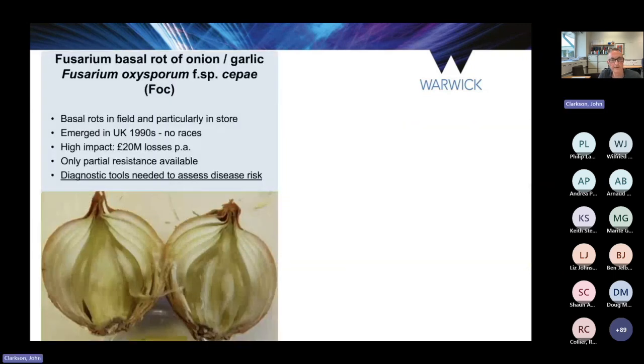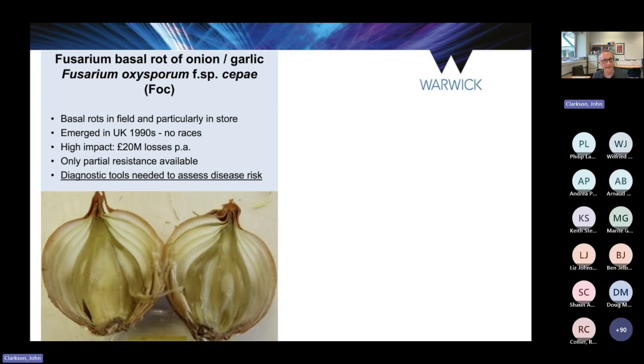Okay, so just an introduction to the main pathogens I'm going to talk about today. Firstly, Fusarium basal rot of onion and garlic. It's caused by Fusarium oxysporum forma specialis cepae, which I'll call FOC for short going through. It is pretty much present wherever onions are grown, and it causes this basal rot, as you can see in the photo of the onion, this internal rot. So the fungus comes up through the roots, infects through the basal plate.